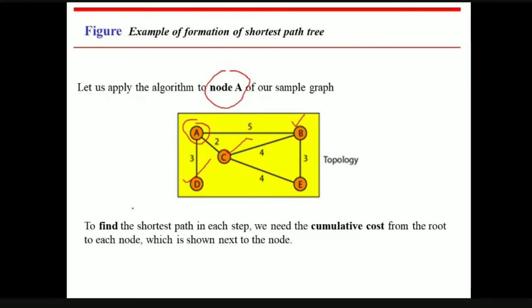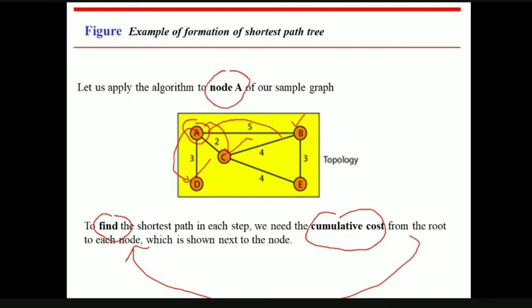So to find out the shortest path from A to D, A to C, A to B, and A to E, what we actually need is the cumulative cost from the root node to every other node. So we need to find out the shortest path from A to D, A to C, A to B, and A to E. Now this is our aim.